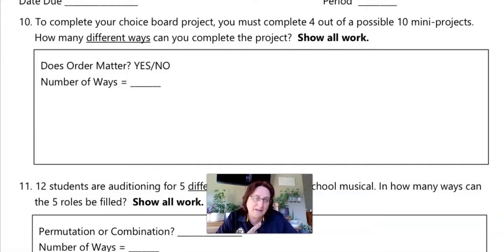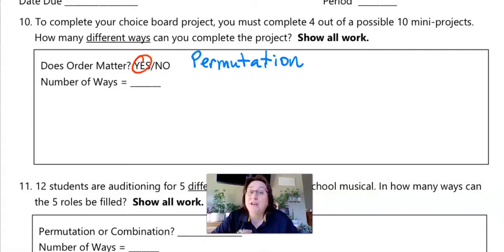So I want you guys to think about the rules and the instructions for the project. Did the order matter? Yes, the order mattered. You guys had to do level 1 first, and then you could do level 2. And then after you did level 2, you did level 3. So the order did matter. So is this going to be a permutation or a combination? That's right. It's a permutation because order matters.